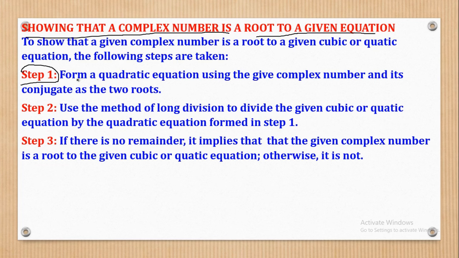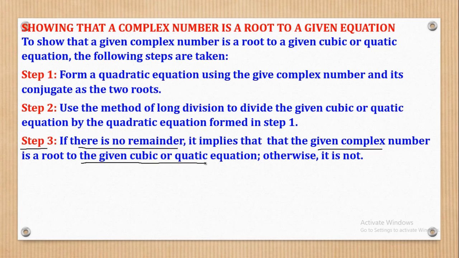Step 1 is form a quadratic equation using the given complex number and its conjugate, and that's what you have seen in the previous part. Then 2, use the method of long division to divide the given cubic or quadratic equation by the quadratic equation formed in step 1. I think we also saw that long division in this video earlier on. Then step 3 says if there is no remainder, it implies the given complex number is a root to the given cubic or quadratic equation, otherwise it is not. So you must do long division and ensure that the remainder is 0.